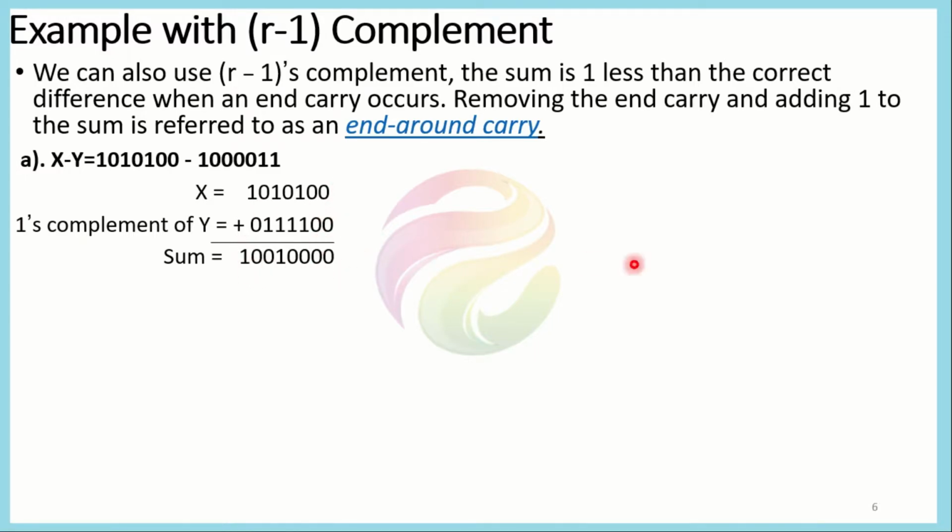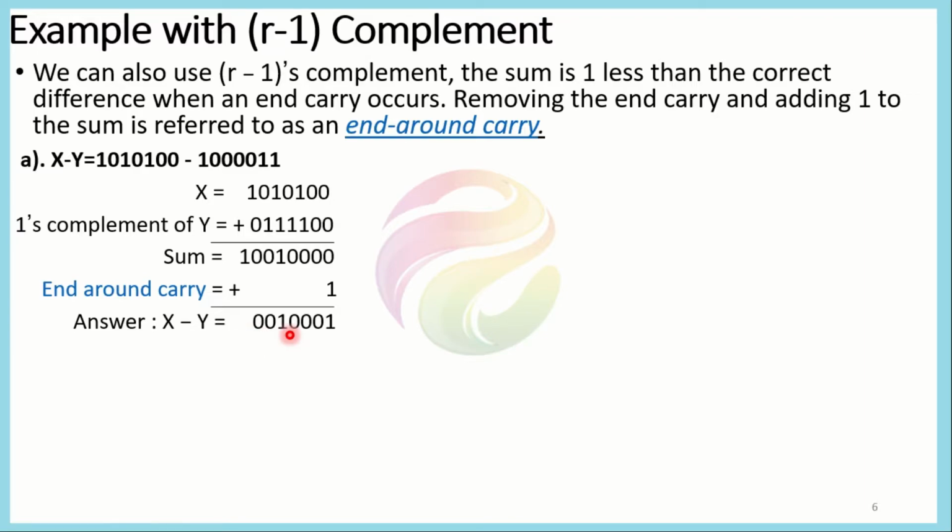So this is our result here. In this case, you can see that there is a carry of 1 generated here. So we have to perform this end around carry, which means we have to ignore this one here and we have to add 1 here.